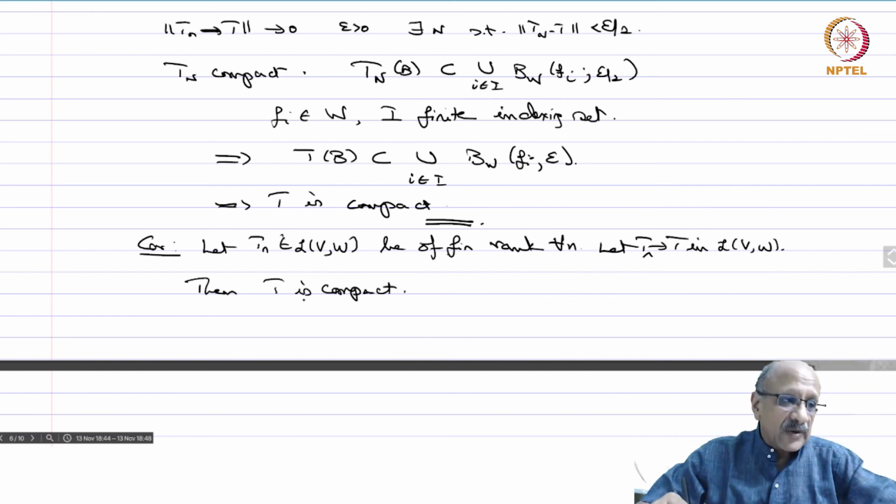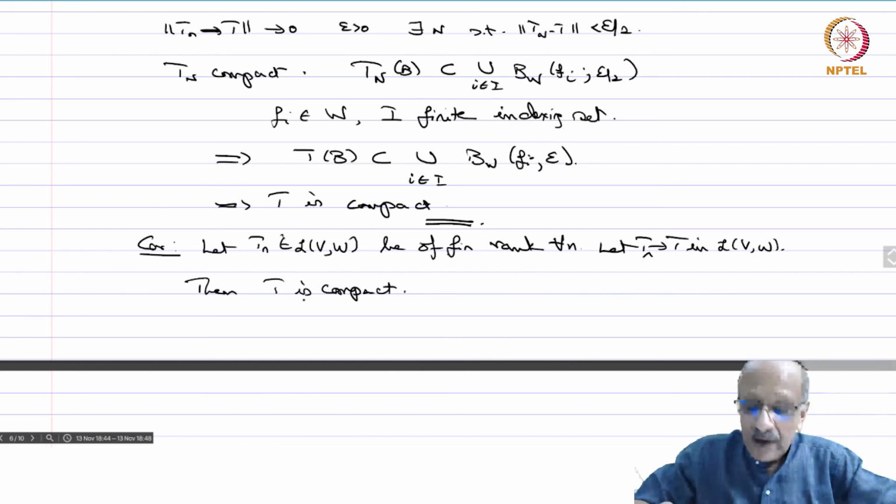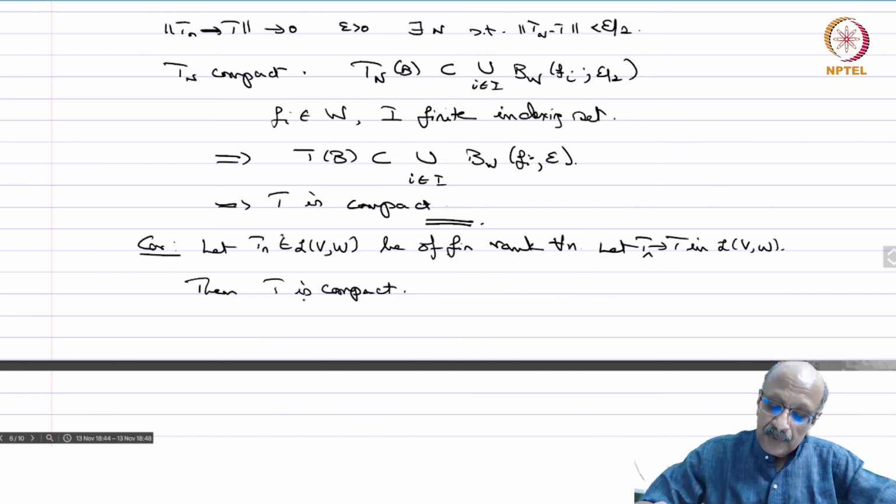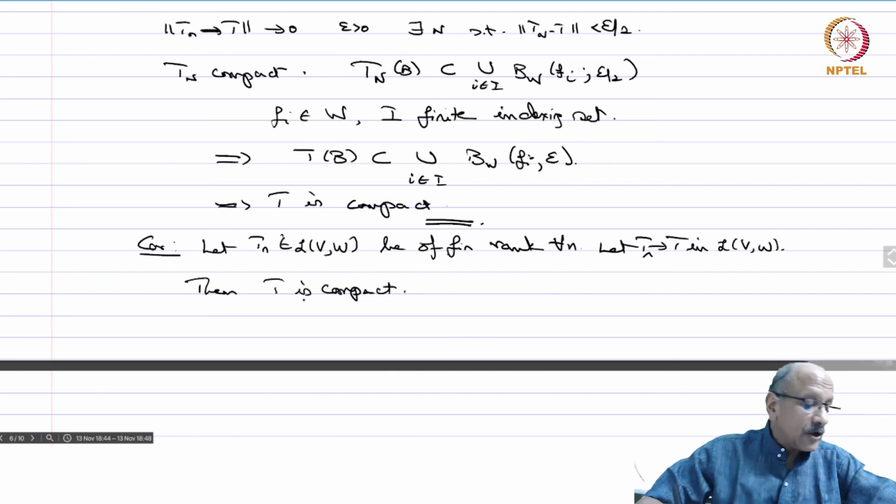And an interesting question is, is the converse true? That is, can every compact operator be approximated by operators of finite rank? It's not always true, but we will see cases where it is true. There we'll also do some exercises in this connection, and we'll continue with this.